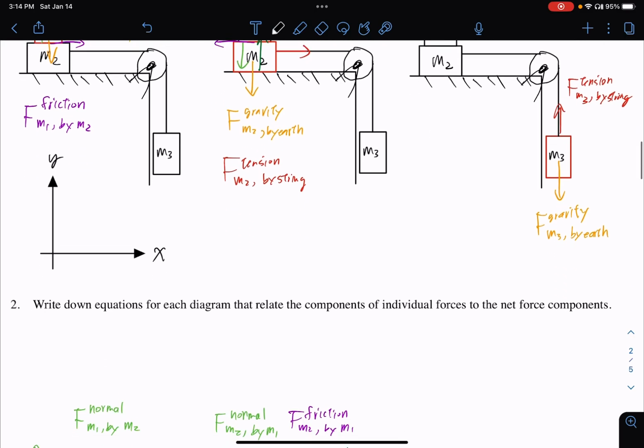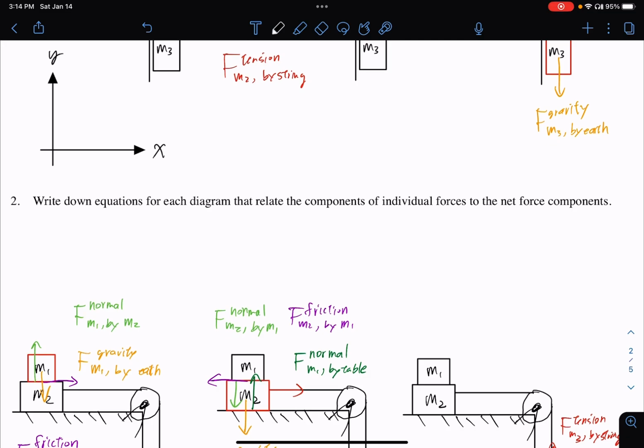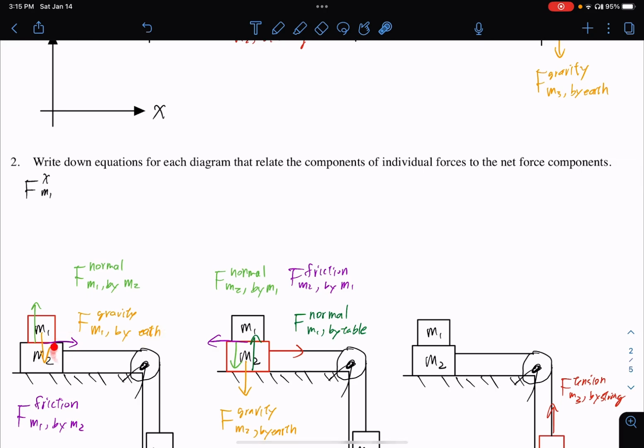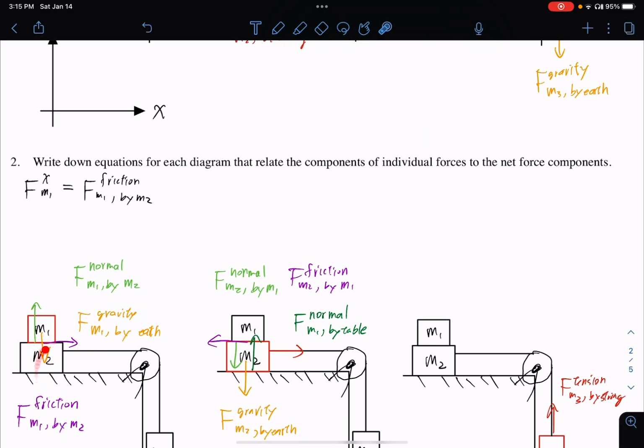Then we can write out the net force in each direction. Let's start with the x component. The force in the x direction acting on M1 is just the purple one, which is the friction. So for M1, the x net force will be the friction, and that's it.